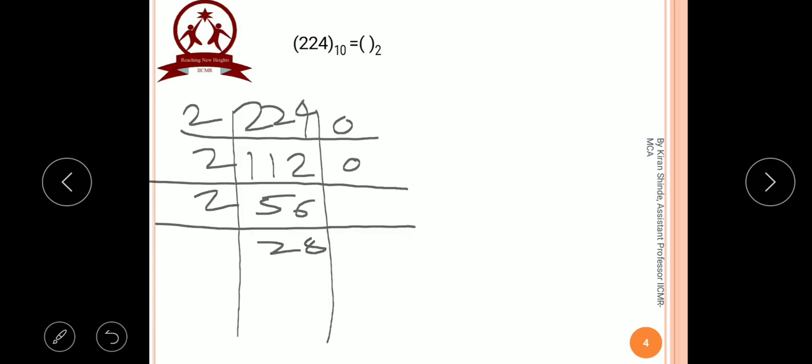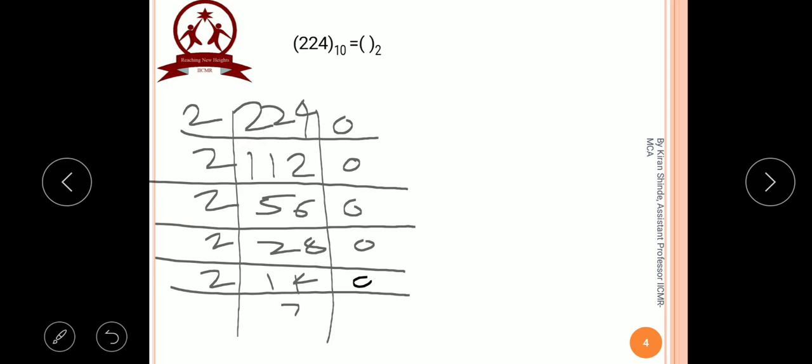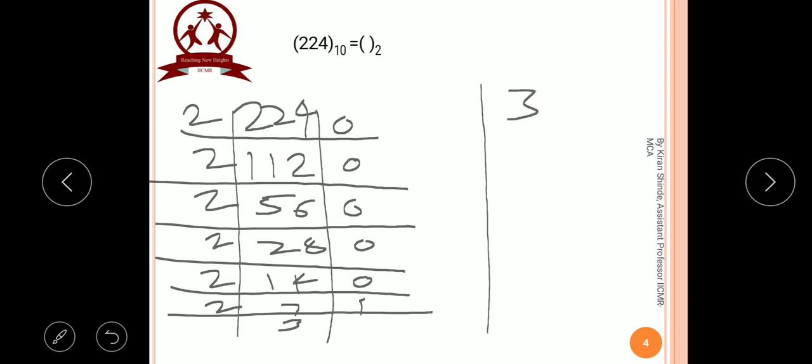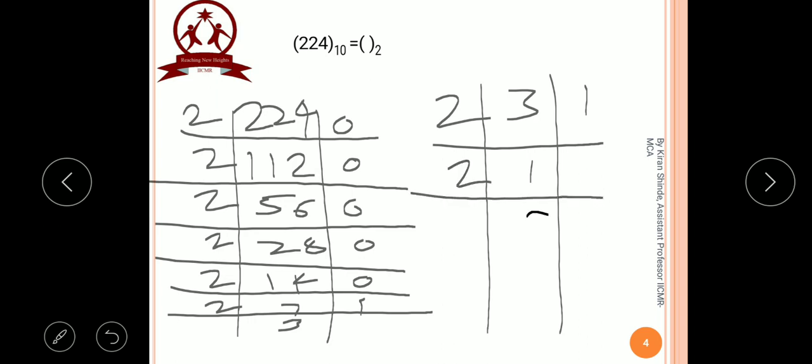You will get 28 as the quotient, 0 as the remainder. 14 as the quotient, 0 as the remainder. 7 as the quotient, 0 as the remainder. 7 divided by 2, 3 as the quotient and 1 as the remainder. Continue the division on the right hand side. So 3 divided by 2, 1 as the quotient, 1 as the remainder. And finally 1 divided by 2 will give you 0 as the quotient and 1 as the remainder.